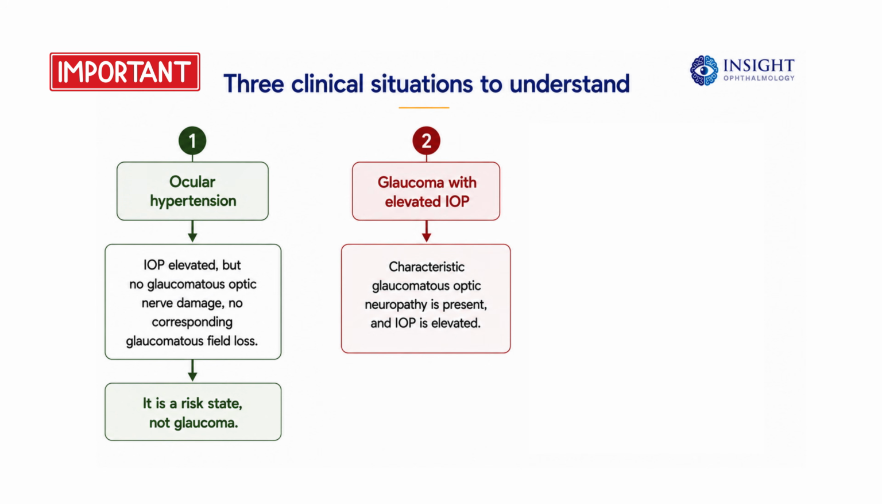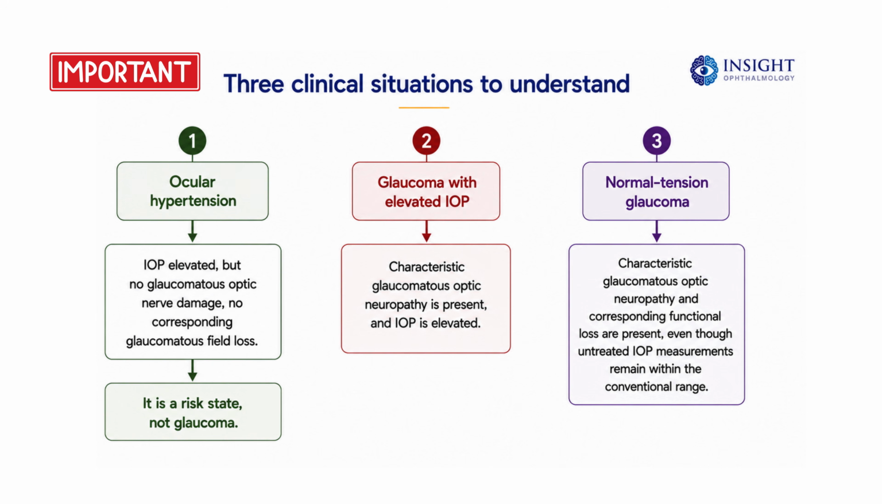The second situation is glaucoma with elevated intraocular pressure. Here, characteristic glaucomatous optic neuropathy is present, visual field loss is present, and the IOP is also elevated. The third situation is normal tension glaucoma. Here, characteristic glaucomatous optic neuropathy and corresponding functional loss are present, even though the untreated IOP measurements remain within the conventional population range.